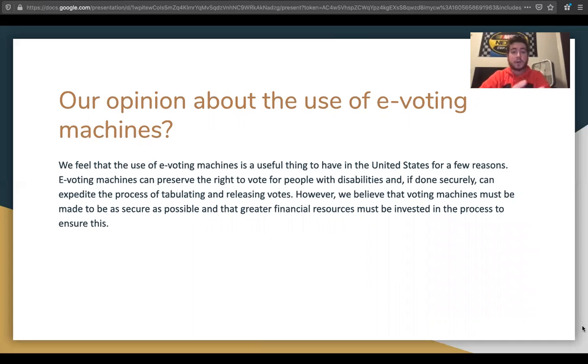Hope you saw it. Our opinion about the use of e-voting machines. Now, we feel as a group that the use of e-voting machines is a useful thing to have in the United States for a few reasons. Those reasons are that it helps people with disabilities vote, and people who are in the military, who can't get back to vote, helps them do that in time, and if done securely, can expedite the process of getting those votes out to the public. But that said, we believe that voting machines must be made as secure as possible, and online voting systems need to be as secure as possible, and that more financial resources have to be invested in the process to ensure this. And Devin, I'll let you take the next one.